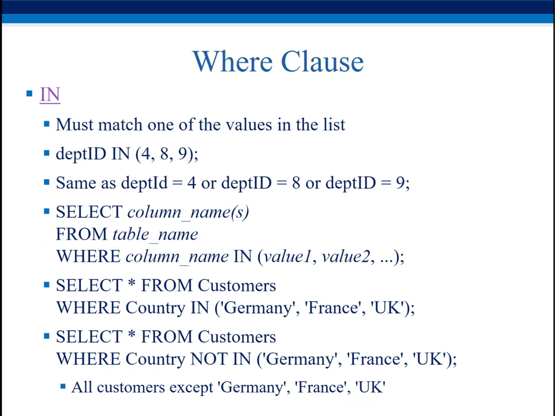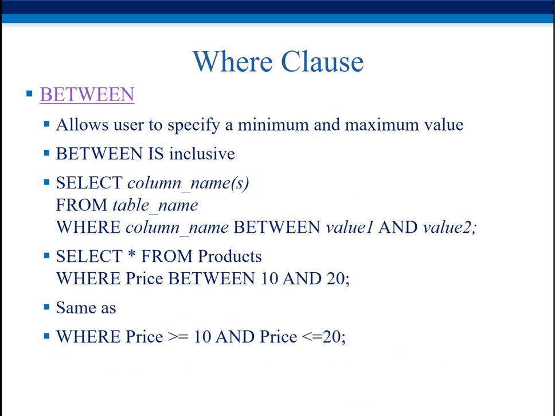Now, if somebody is in the database as France and they spelled France wrong, it's not going to show up. So you have, again, those that are NOT IN Germany, France, so that'll give you everybody that's in there with the exception of those in Germany, France, or UK.